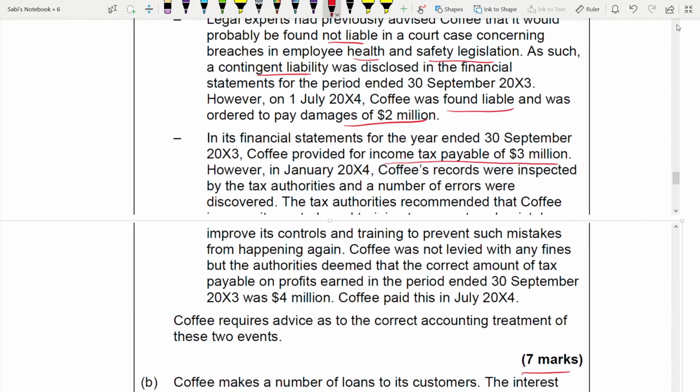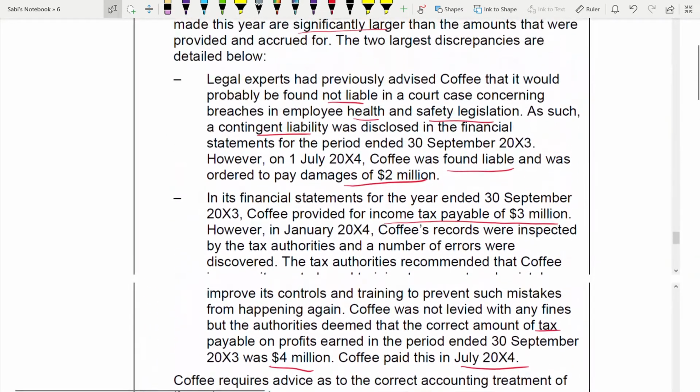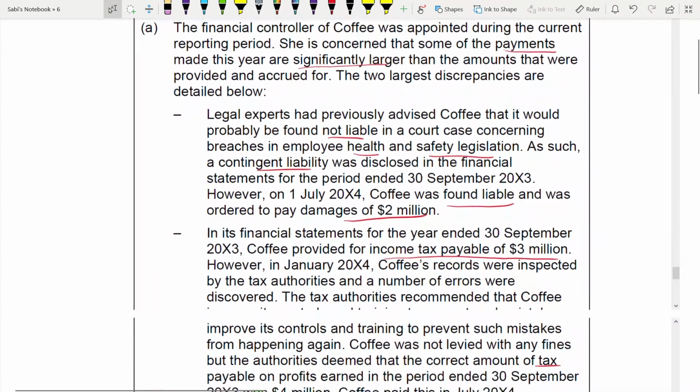Tax authorities recommended that Coffee improves its control and training to prevent such mistakes from happening again. Coffee was not levied with any fines, but the authorities deemed that the correct amount of tax payable on profits earned in the period ended 30 September 2003 was 4 million. This is the correct amount of tax payable, but they have recognized 3 million, right? Coffee paid this in July 2004. Coffee requires advice as to the correct accounting treatment of these 2 events. Before we go to B, with the information given and that we have read, you can answer A part.